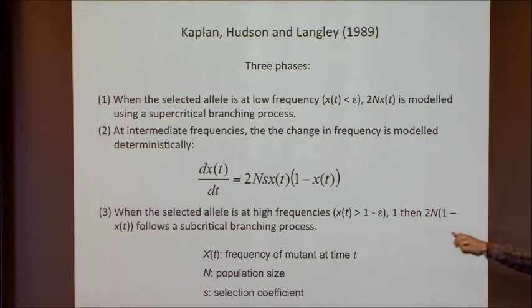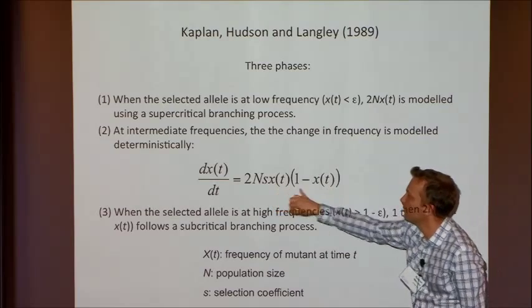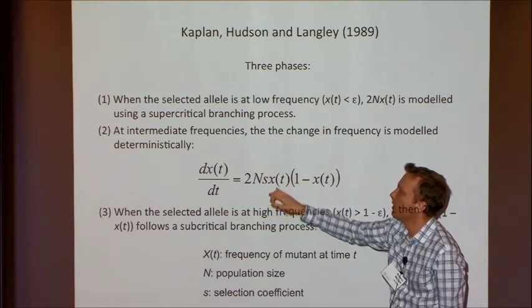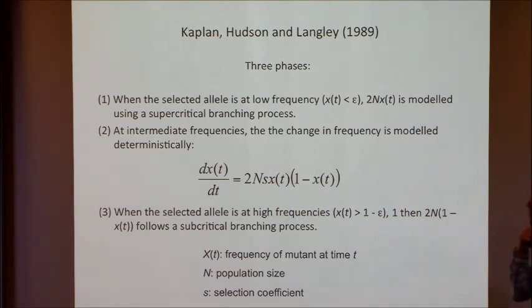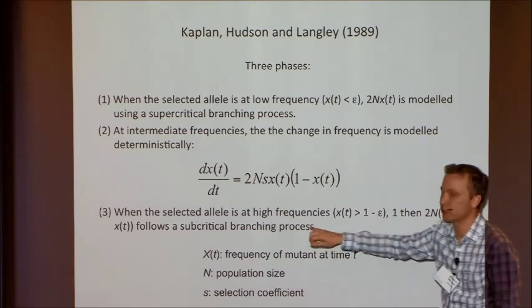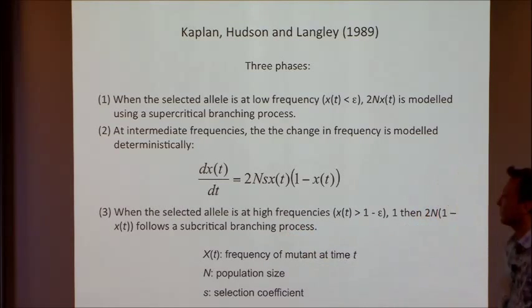Then you have the deterministic change. That's the same equation, slightly different form as we've seen before, now as a deterministic change through time. And then you model 1 minus the allele frequency as a subcritical branching process as you get to very high allele frequencies. Okay, so you have those three phases.